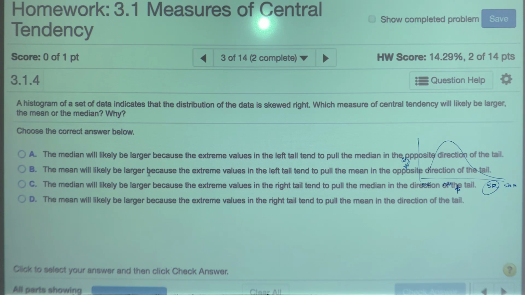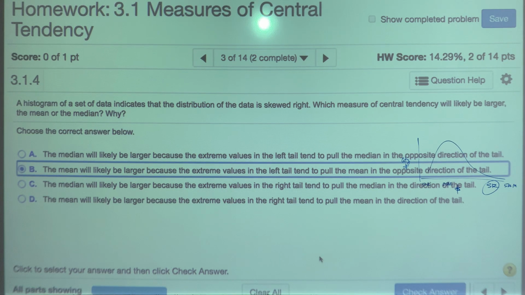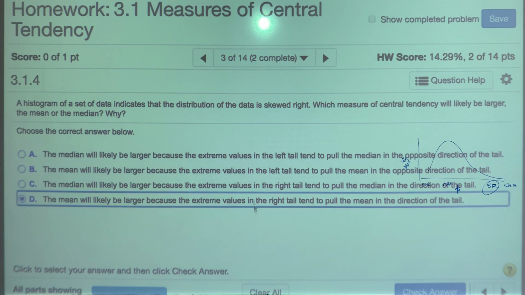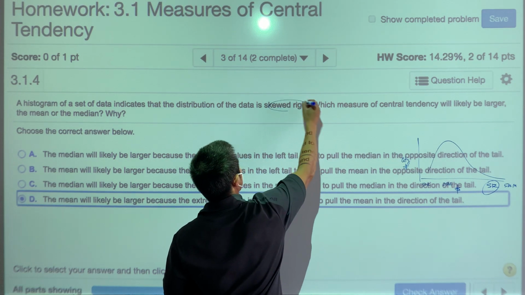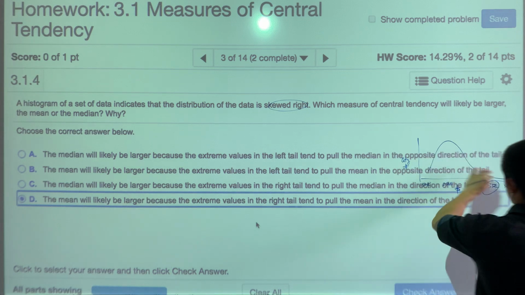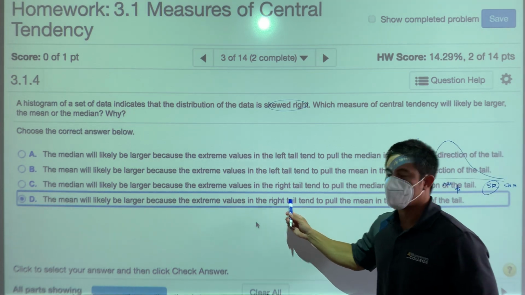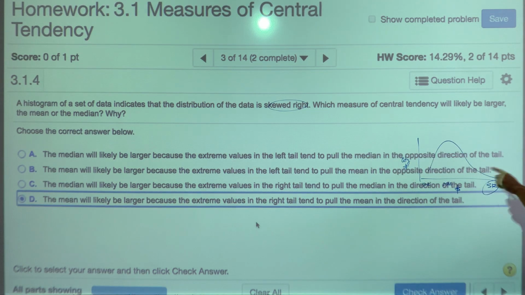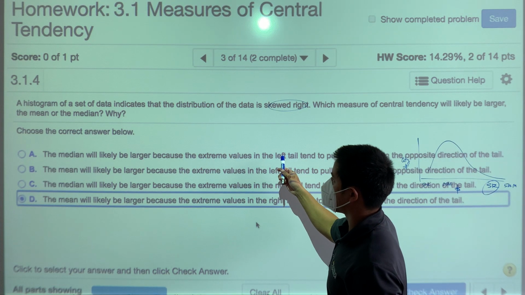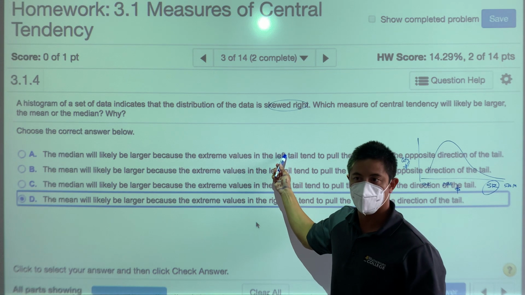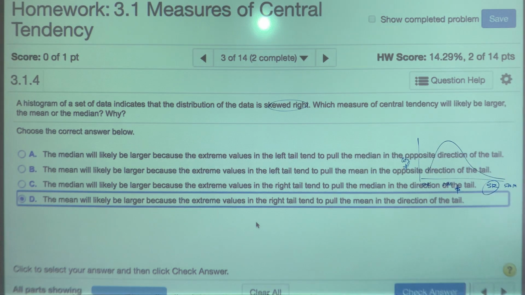So the mean will likely be larger because of extreme values in the left tail. No, right tail. Because they said my data is skewed to the right, that means I've got this picture. Therefore, the right side, these big numbers over here, are going to pull the mean higher. Now, if they said the data was skewed left, you would use this one, the left tail. Make sense? Okay, so keep that in mind.